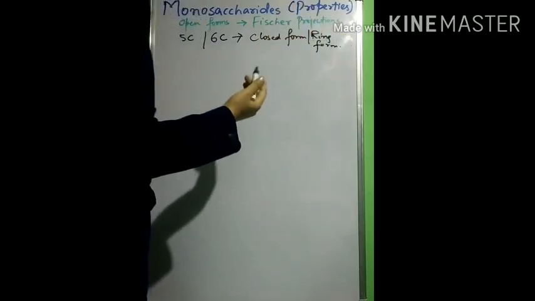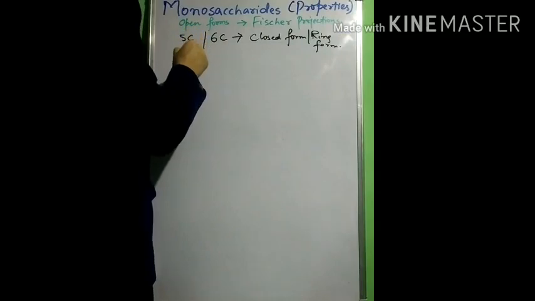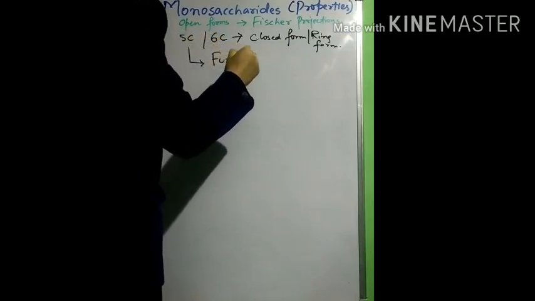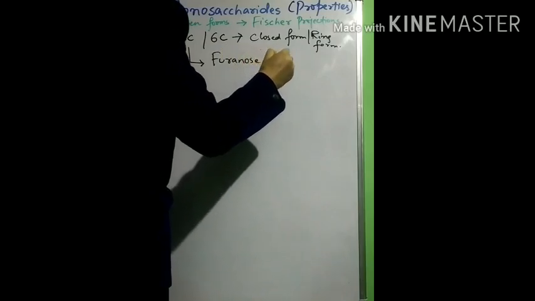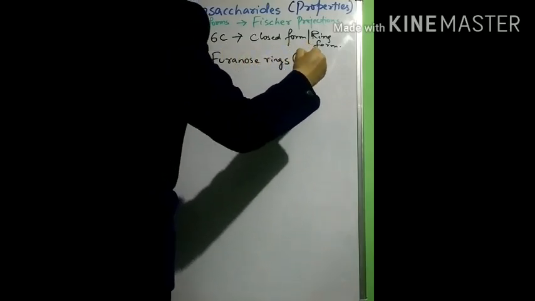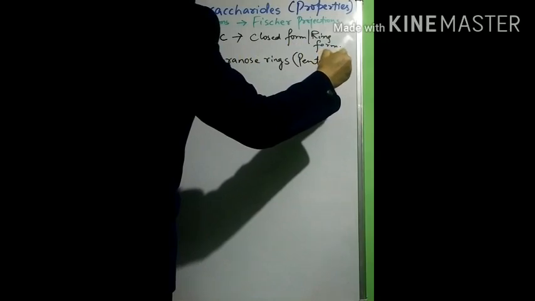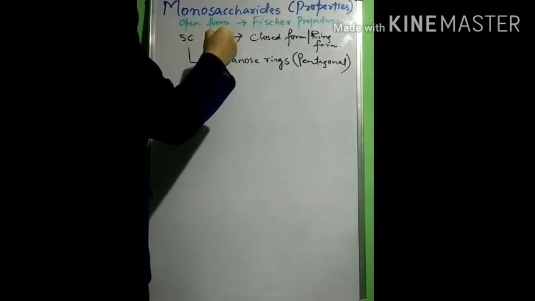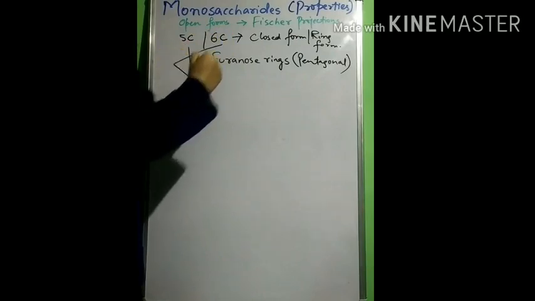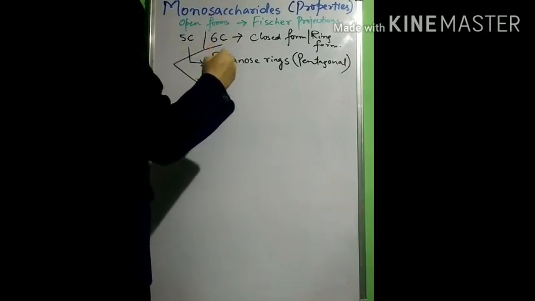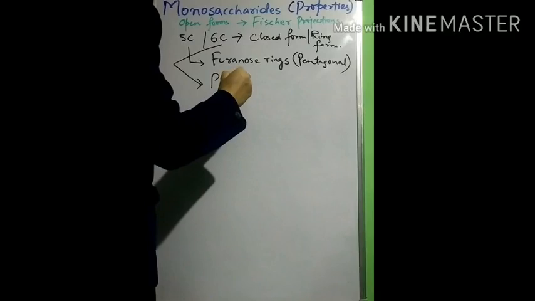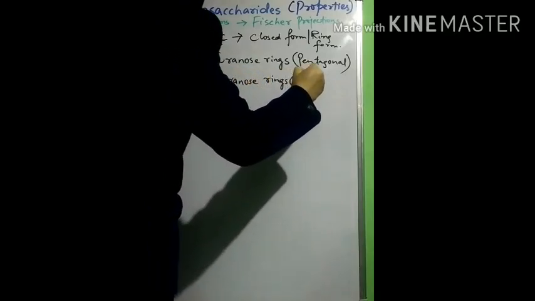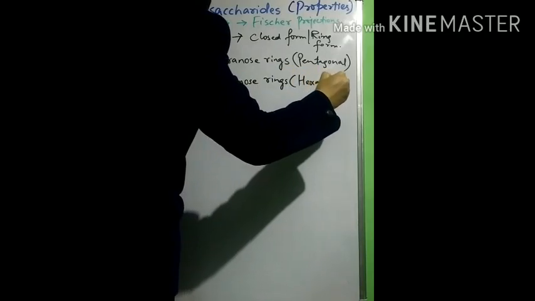There are broadly two types of rings which are formed. 5-carbon compounds form the furanose rings. They form which rings? Furanose rings, which are pentagonal, having 5 sides. And these 6-carbon monosaccharides, they form pyranose rings. This is interesting, which are hexagonal.